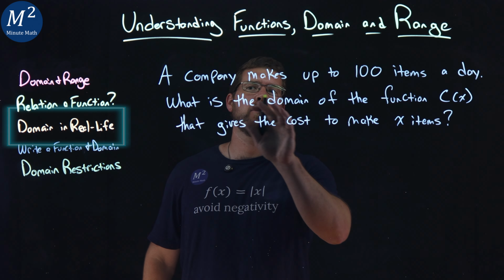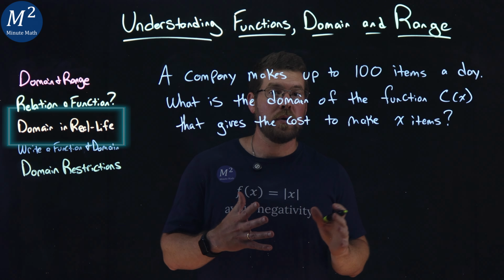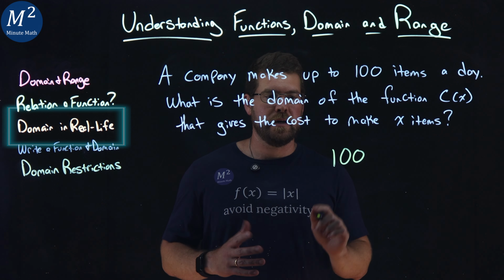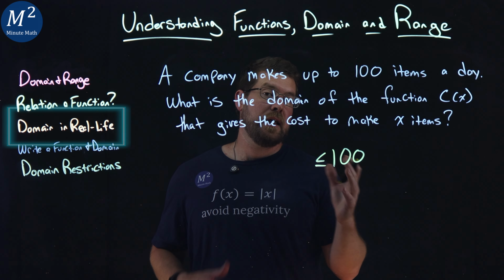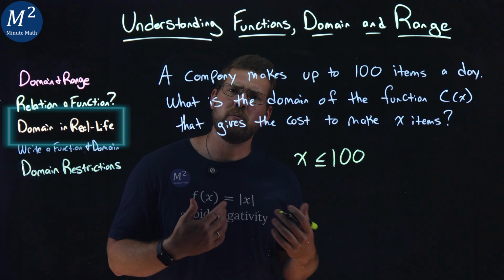So they tell us here, our clue is our company makes up to 100 items a day. So we can go up to 100. 100 is going to be the max right here. So x can equal 100 items in a day, and x can be that value or any value less than 100 within reason.